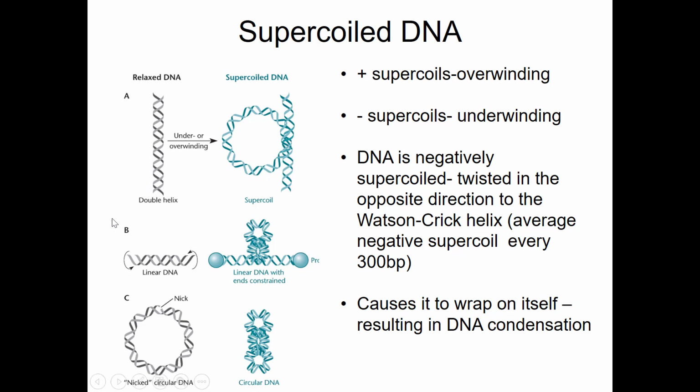So if we take a look at some of these other images here, in B you have a linear piece of DNA, and if you grab one end and twist it, it's going to be free to twist on the other end and you won't get any supercoils. However, if you constrain both ends and then twist, now you can see the formation of supercoils. Similarly, if you have a circular chromosome with a nick in it, you won't be able to induce any supercoils. However, if you have a closed circular DNA molecule, you can twist and induce either positive or negative supercoils.